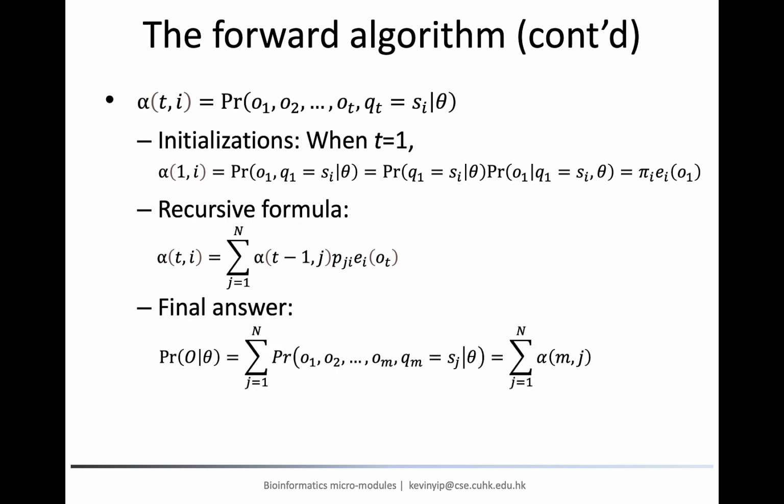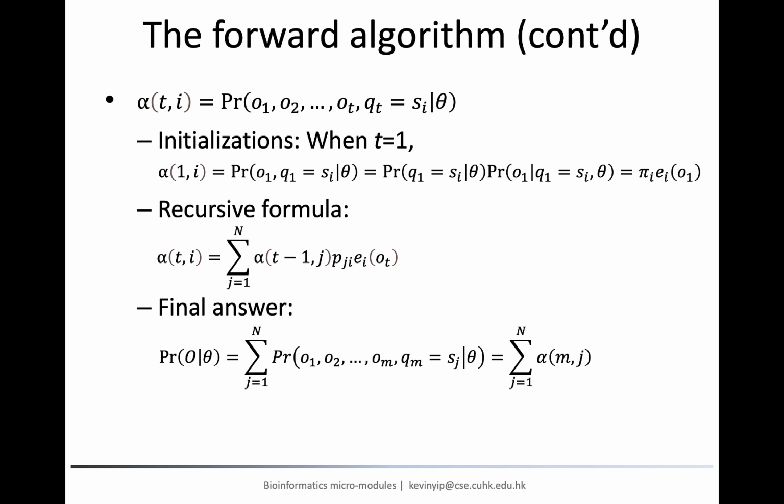Finally, after computing all the entries in the table, we need to get the answer to our original problem, which is the value of the probability of O given theta. We can do it by considering the joint probability of O and the state in the last step, which is step M, and sum over all the possible states in this step. If you check the probability term carefully, you would notice that it simply means summing all the entries in the table that correspond to step M.